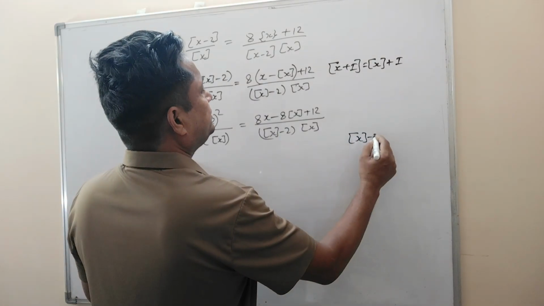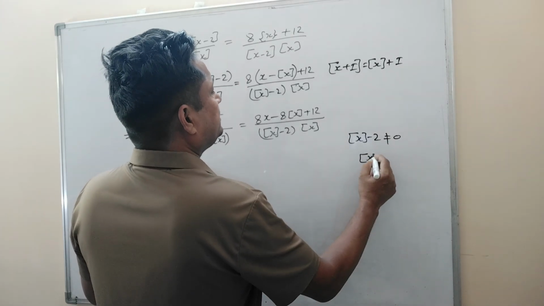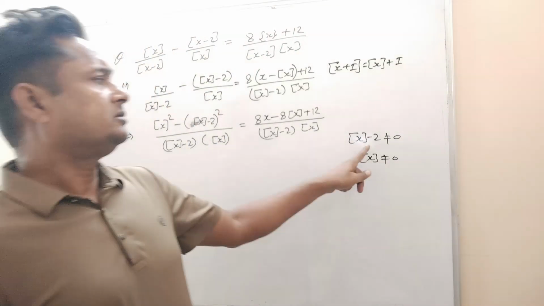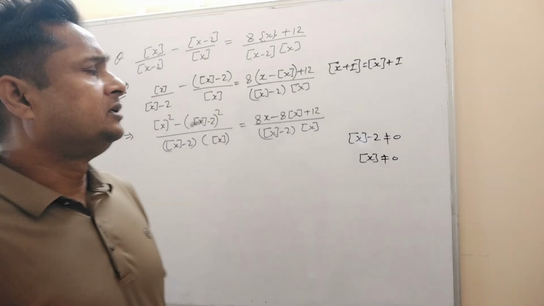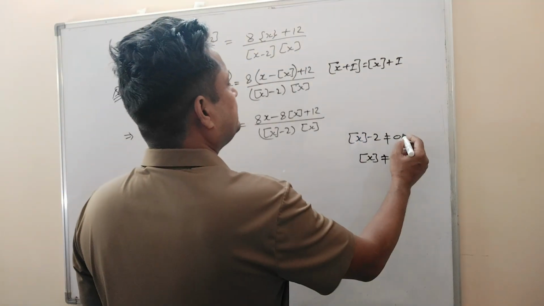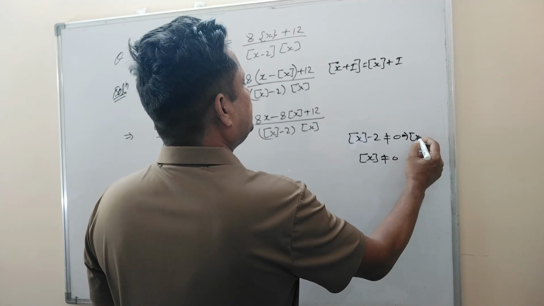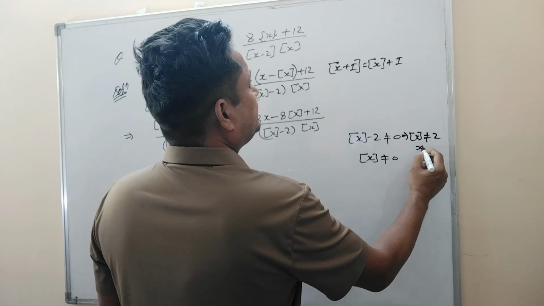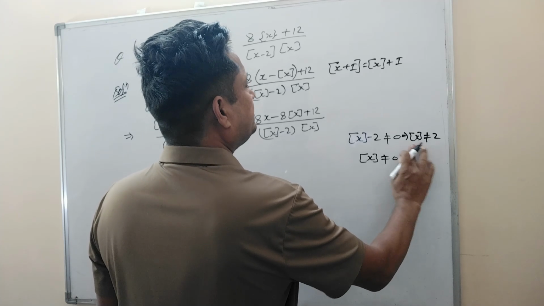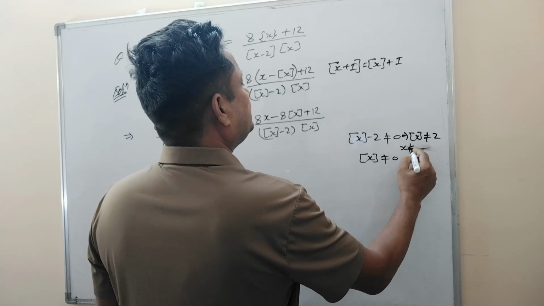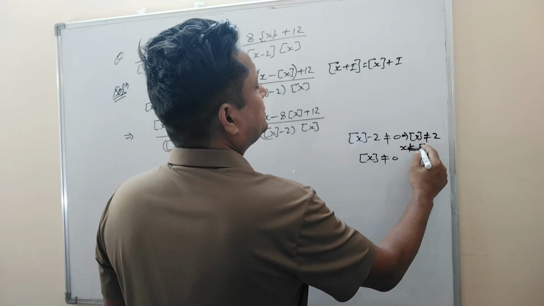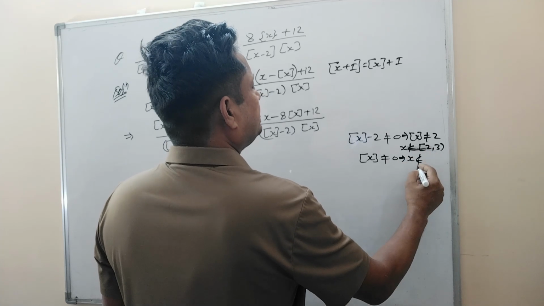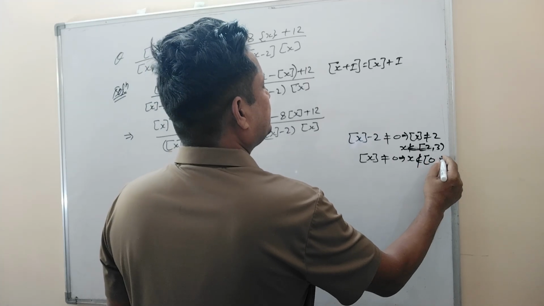Greatest integer of x minus 2 does not equal 0 and greatest integer of x does not equal 0. These are in the denominator, so these values cannot be attained. That means greatest integer of x does not equal 2. So from here x does not belong to 2 to 3, and x does not belong to 0 to 1.